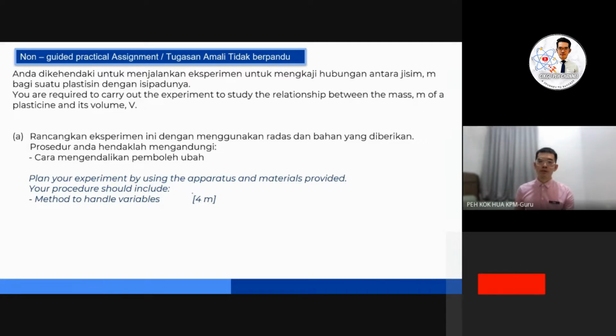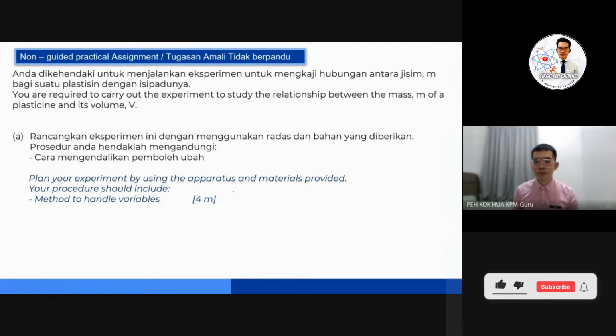So that means that for this question A, you need to list all the related procedures, and the 4 marks will be given. So how are we going to do this type of question?